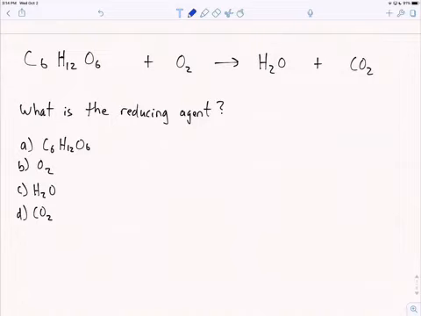So how many people think it's A, glucose? How many think it's B, oxygen? Okay, I'm going to give you a hint. It's not C or D. Those are products. It has to be a reactant. So it's A or B. A.